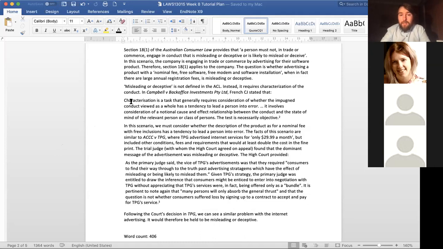So the big quotes from section 18, the quote from Campbell, and then the quote from TPG really eat into a lot of words, and above a certain amount, they don't really tell us all that much. Yep, absolutely. Anything else?